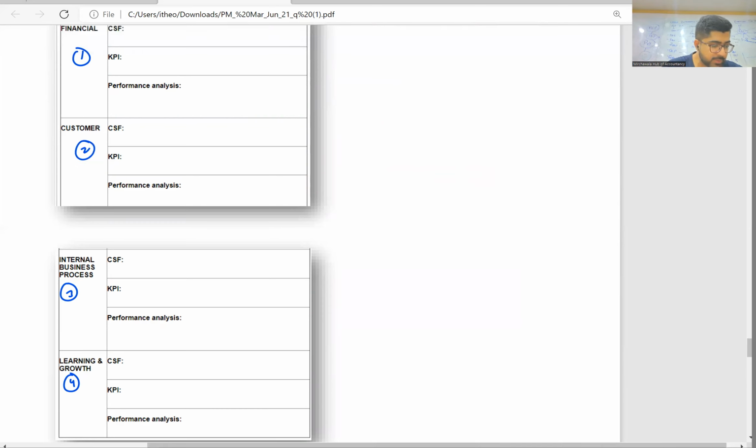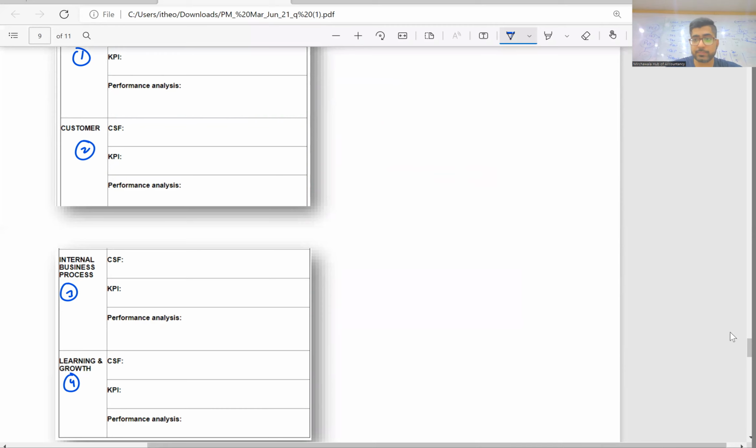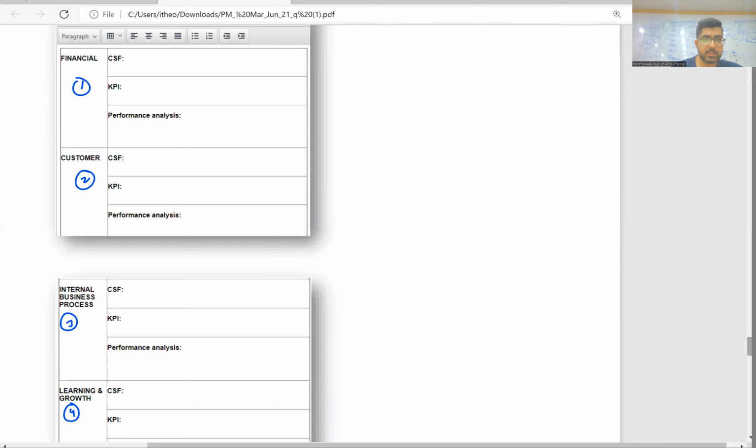So for each perspective, use this template. You have to select an appropriate critical success factor. Out of the 4, you have to select an appropriate critical success factor, which relates to which. This can be copied from the question because there are 4 critical success factors given. For each perspective, you need to select the appropriate CSF. This is a copy paste job.